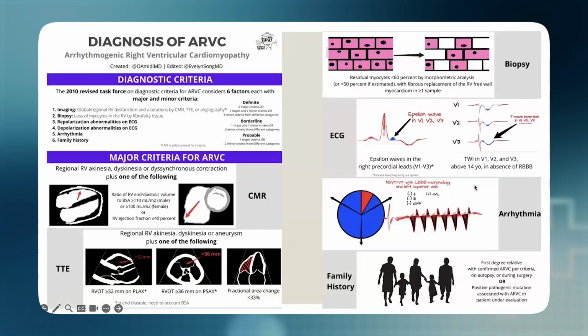Okay. This is the diagnostic criteria of ARVC, major criteria, minor criteria. You don't have to memorize, but just remember what the features are. They might come in the exam, right? What happens in the biopsy, what kind of arrhythmia is there: typically NSVT or VT with LBBB morphology and left superior axis.